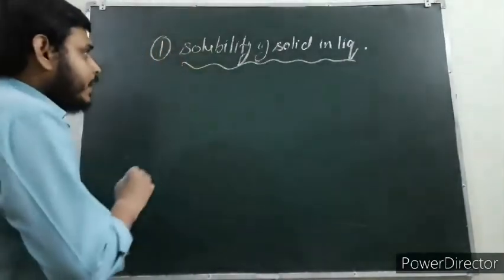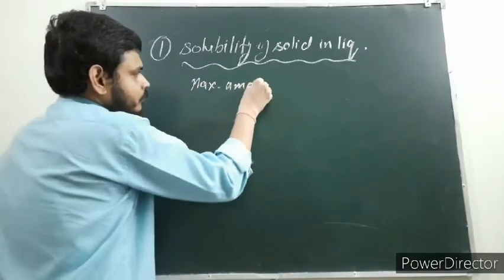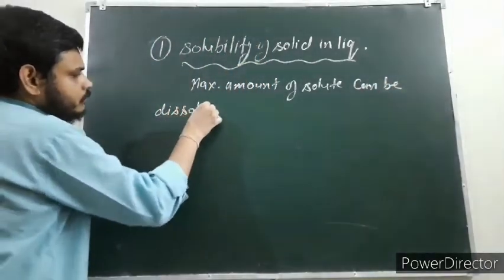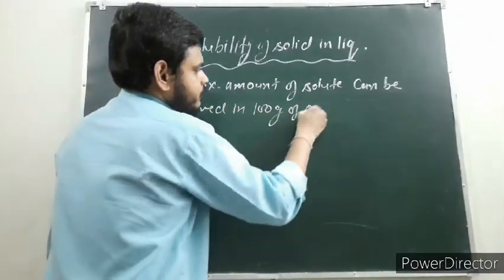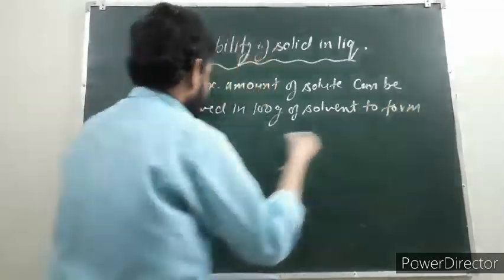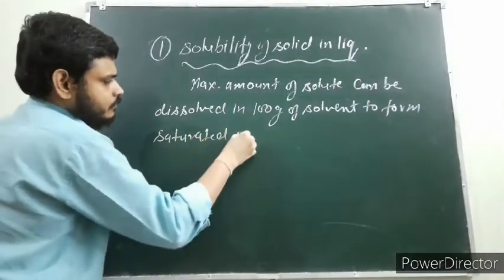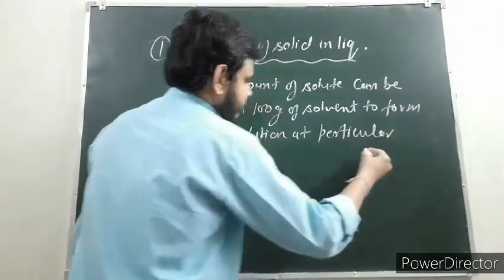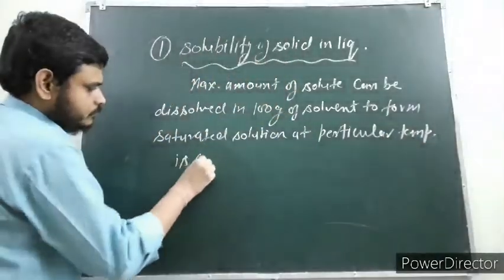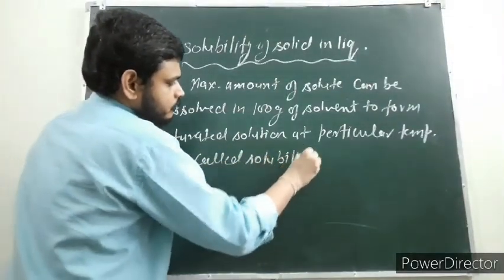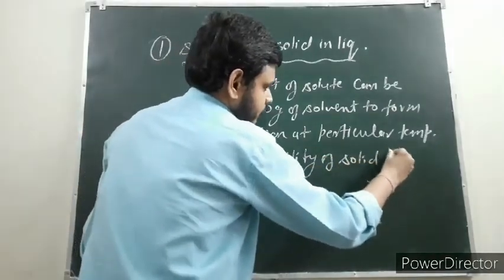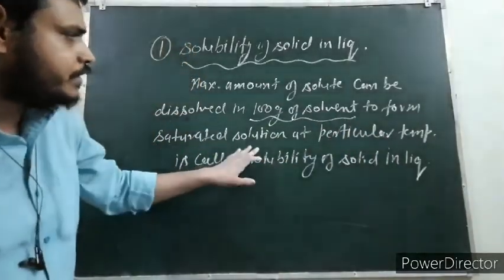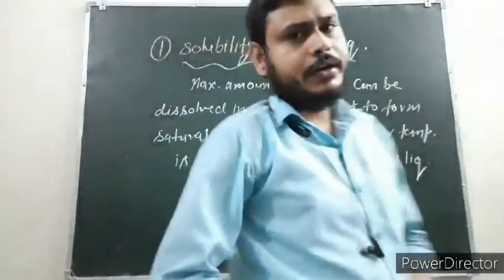Clear? It can be defined as the maximum amount of solute that can be dissolved in 100 gram of solvent to form a saturated solution at a particular temperature, is called solubility of solid in liquid. Clear?